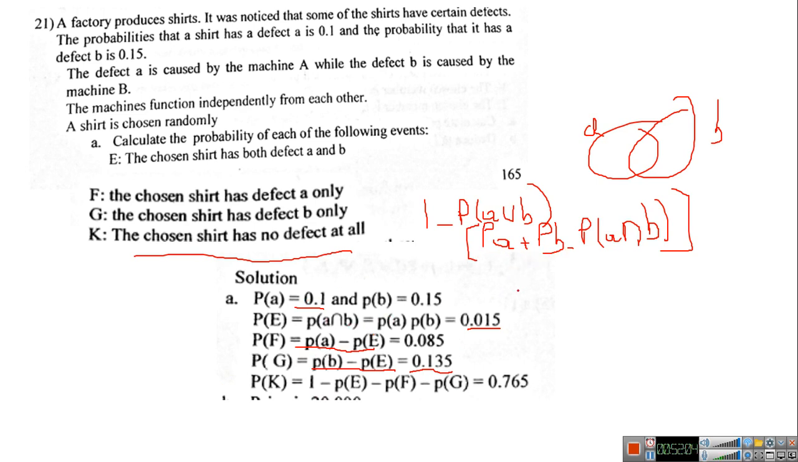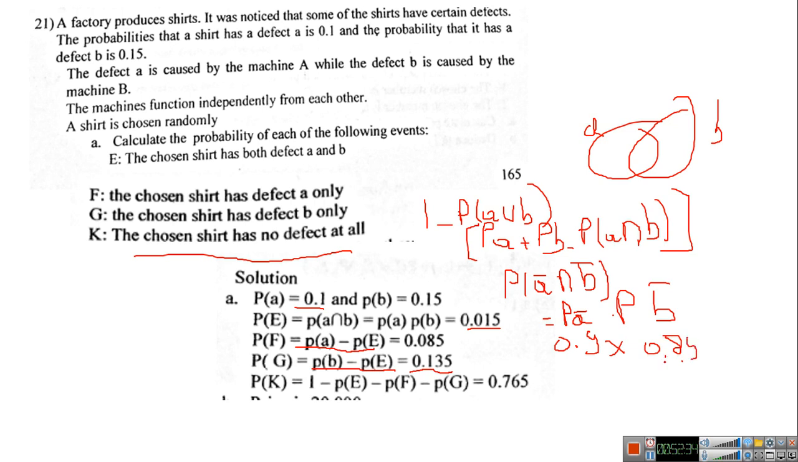Or we do it in another way. If you put the complement of A union B, it will be A bar intersecting B bar. And since they are independent, directly you can do P of A bar times P of B bar. Now it will be 0.9 times 0.85. Let me take the calculator, 0.9 times 0.85, you're going to get 0.765, that we have here.